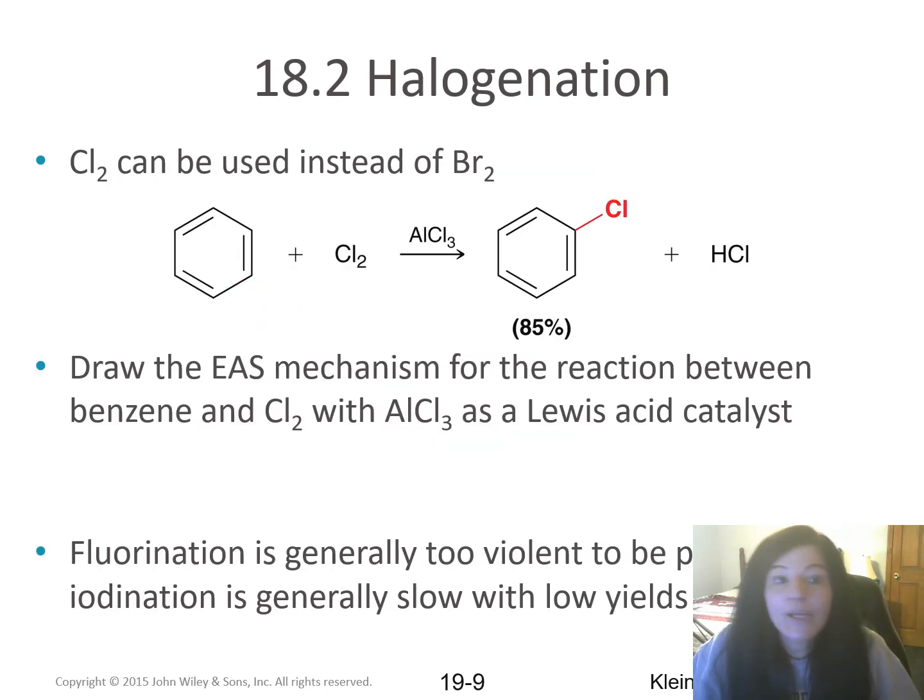Now, just as easily, we can use chlorine instead of bromine. These are actually the only two practical halogenations. We have 4 halogens, but these are the only 2 reactions we can do. Fluorination using fluorine is very violent. We don't want to do that. And iodination is really slow with very low yields.